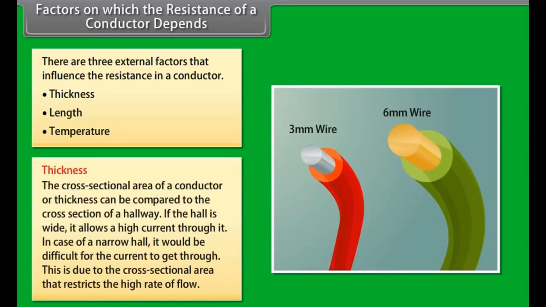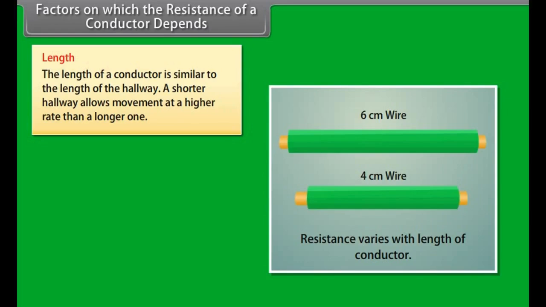Thickness. The cross-section area of a conductor, or thickness, can be compared to the cross-section of a hallway. If the hall is wide, it allows a high current through it. In case of a narrow hall, it would be difficult for the current to get through. This is due to the cross-sectional area that restricts the high rate of flow. Length. The length of a conductor is similar to the length of the hallway. A shorter hallway allows movement at a higher rate than a longer one.